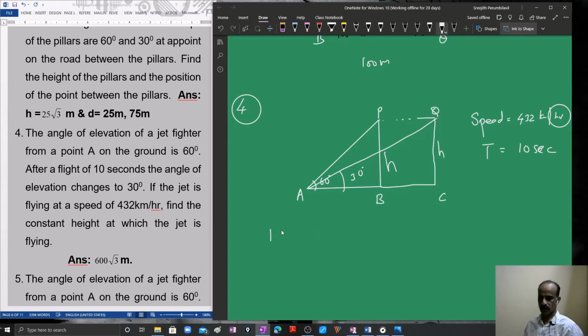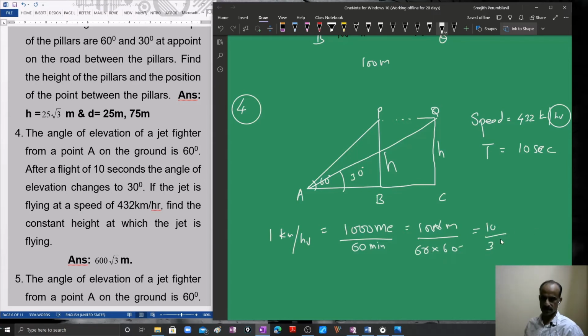So we will convert. I am writing the conversion. 1 kilometer per hour is equal to 1000 meter by 60 minutes. This is meters and this is minutes. This is same as 1000 meter by how many seconds? 60 times 60 seconds. So meter and second. So this is equal to 1000, and 2 zeros cancel.